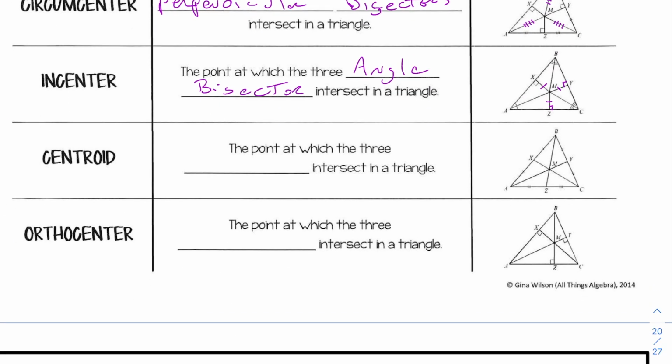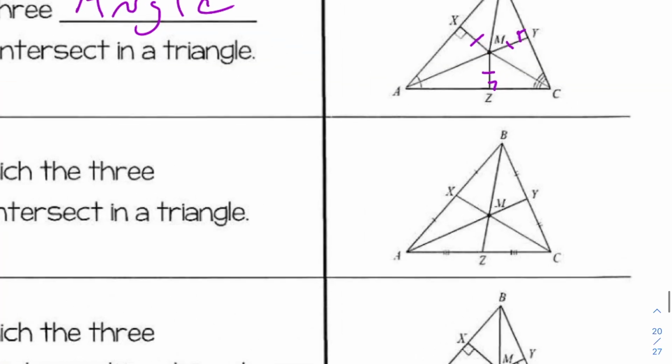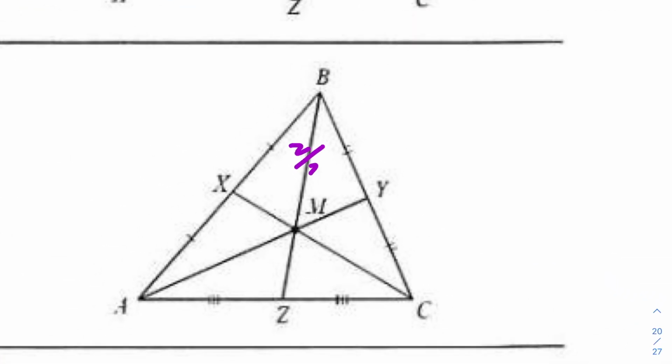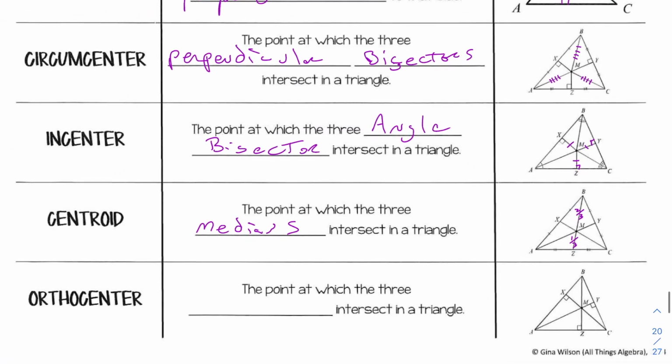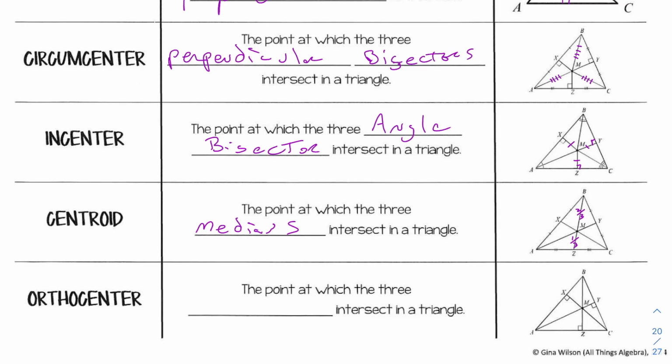The centroid is where the three medians meet, where they intersect in a triangle. And its superpower is it cuts the median by 2/3, 1/3. Then there's the orthocenter. That's the point where the three altitudes intersect in a triangle, and its superpower is that it exists. All right, so now we are done.